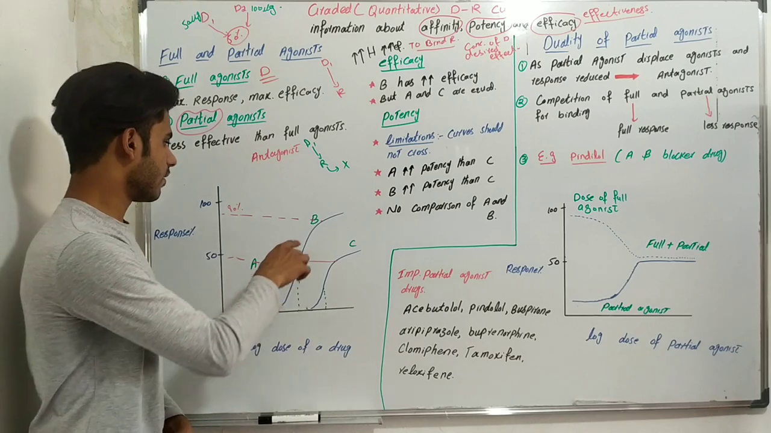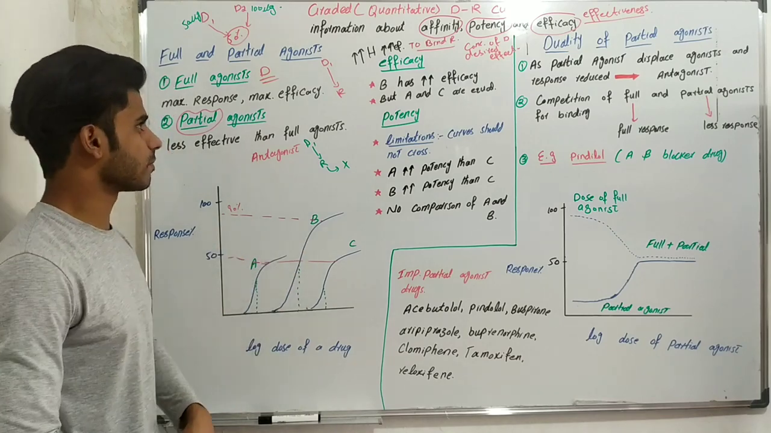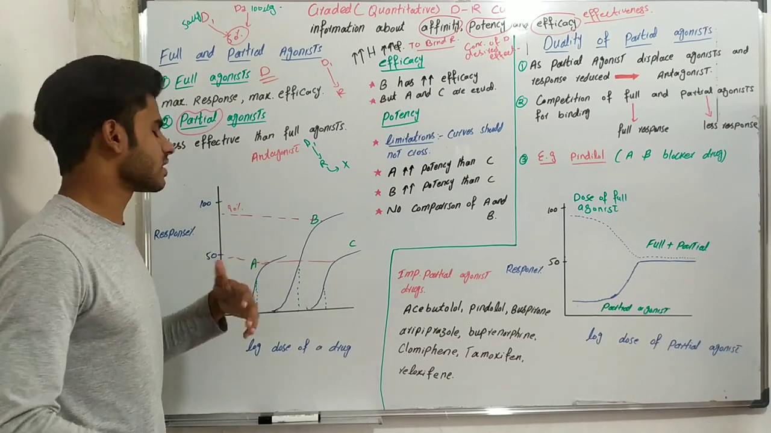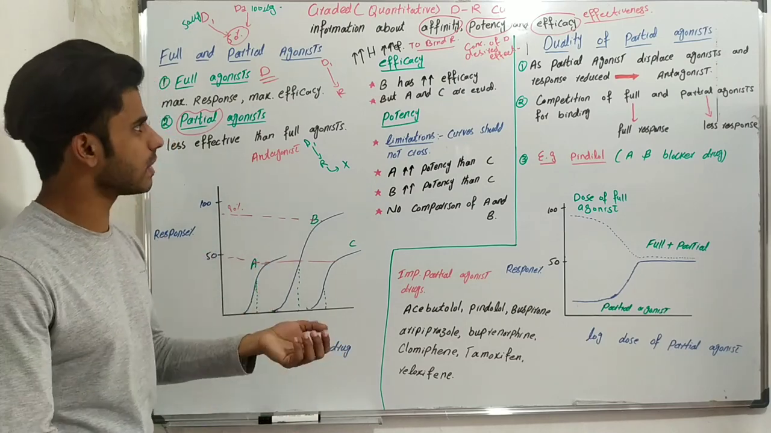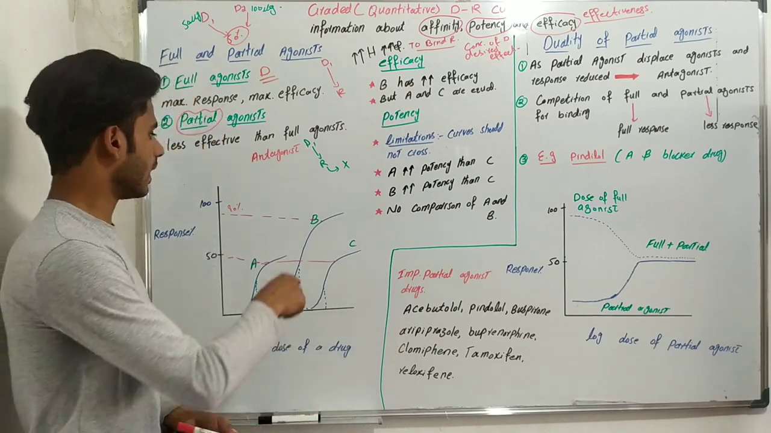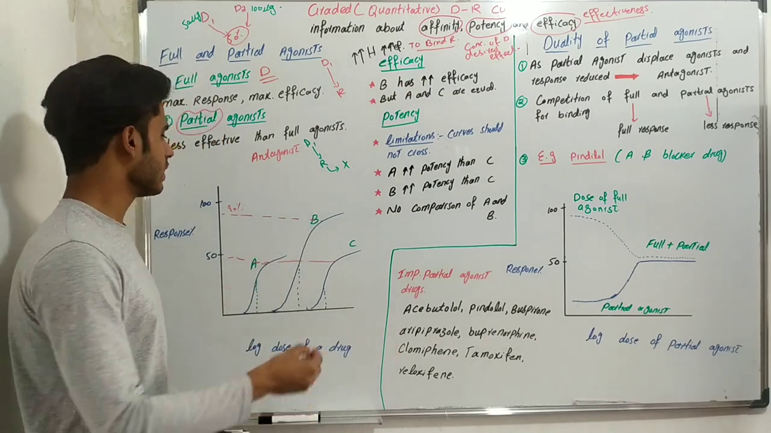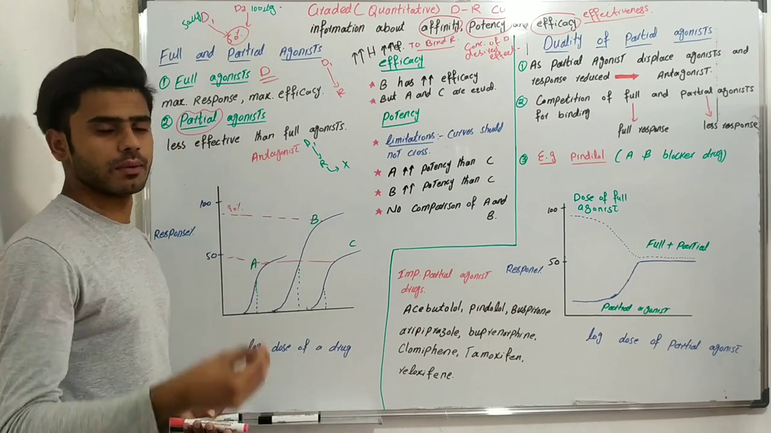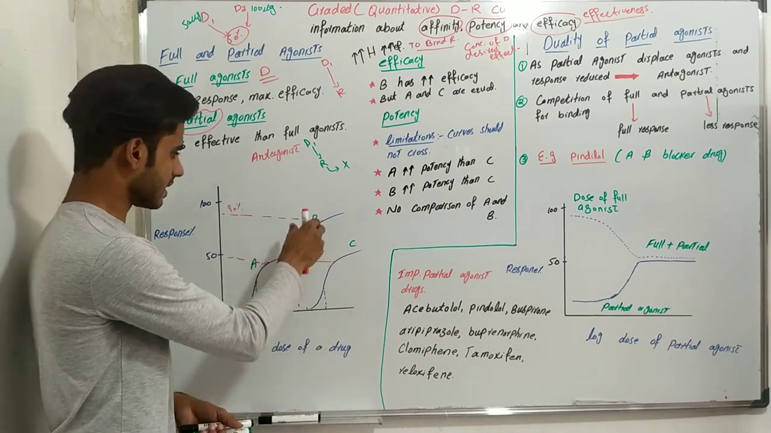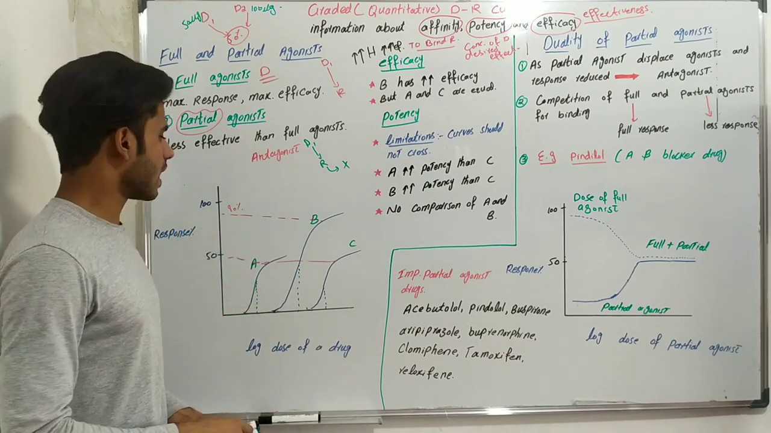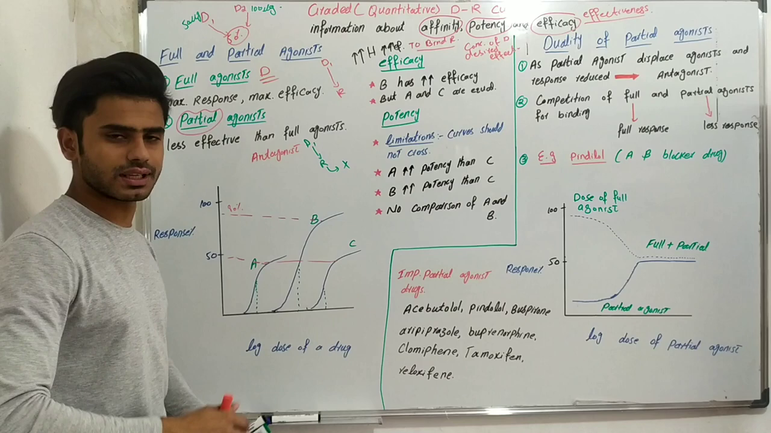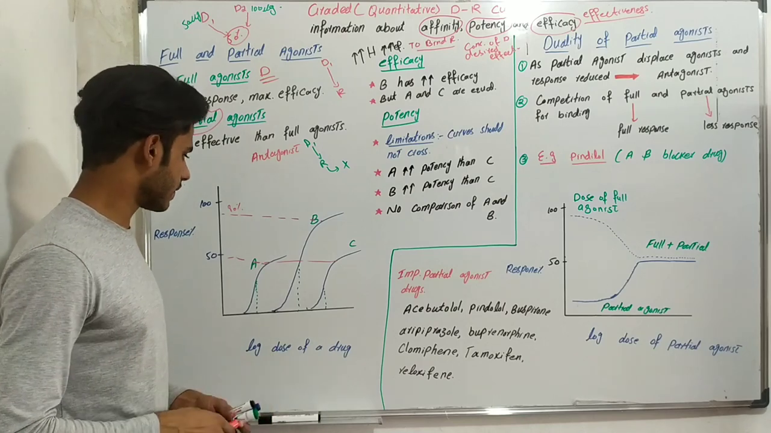Because as you can see there, what is the response? 90% response means that 90% effective. So the drug which has more response is more effective, and the drug which is more effective has more efficacy. So B drug has a greater height, so B drug is more efficient. It has more efficacy, and A and C have less response, or you can say less height, and these have less efficacy. So these are less efficient drugs.